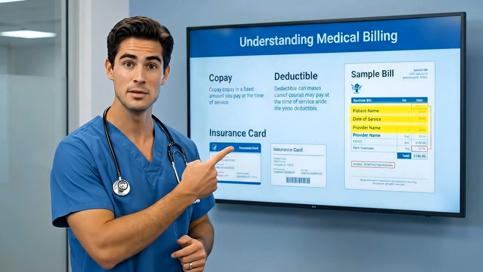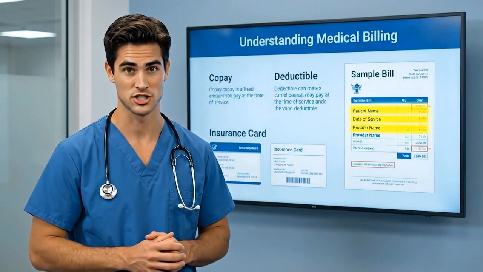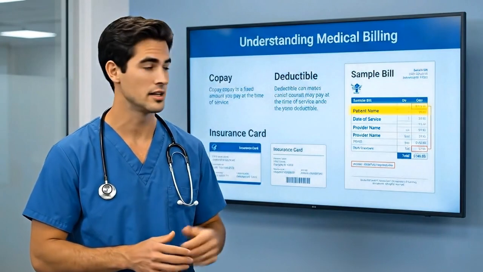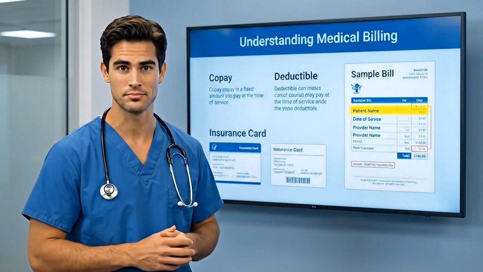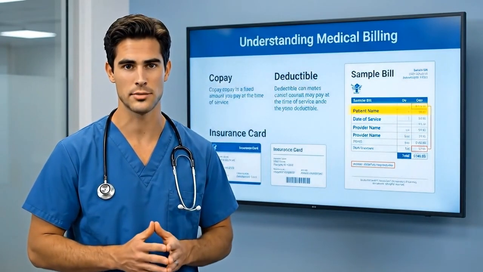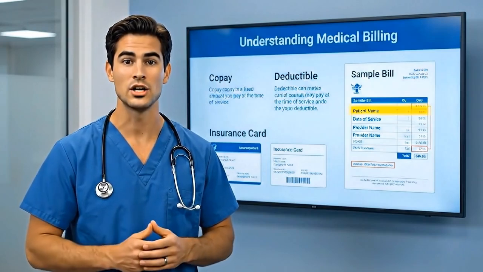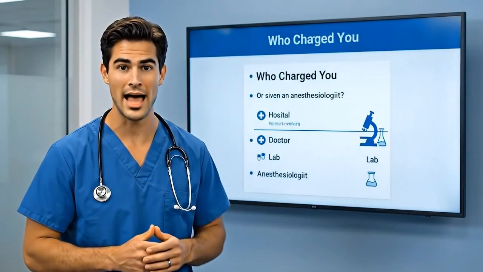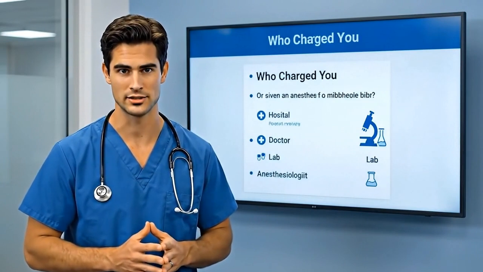This shows your name, date of service, and provider information. Always check your name spelling, date of visit, doctor or hospital name. If this is wrong, the bill can be wrong. Next, you'll see who charged you. This could be a hospital, a doctor, a lab, or even an anesthesiologist.